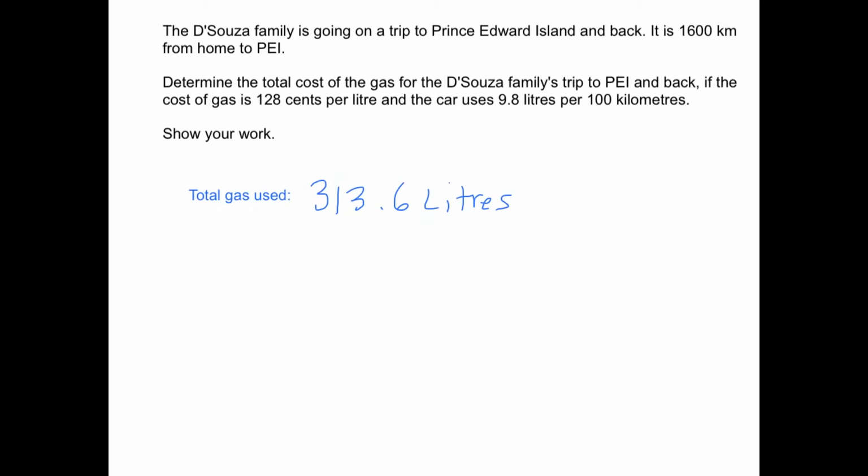But what was this question asking us to find? Not the total gas. They wanted to know the total cost of the gas. Well, if we know the price per 1 liter, can we find out how much it costs for 313.6 liters? So gas costs $1.28 for every 1 liter. So to find out how much it costs for 313.6 liters, we're going to multiply this amount by 313.6.